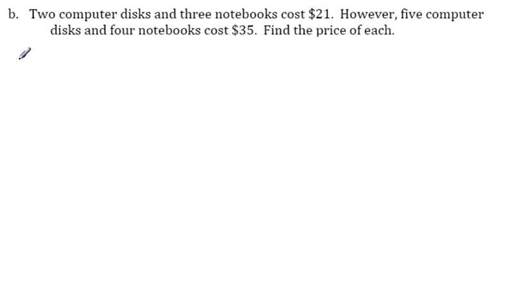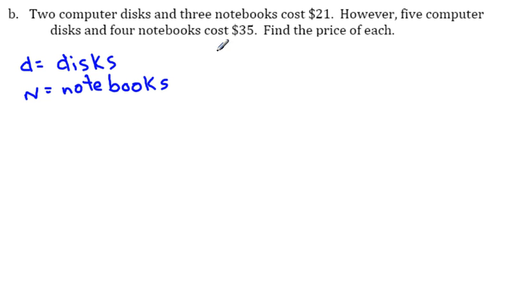So I'm going to start with computer disks, and I'm going to call that D equals the disks. And then I'm going to name my other unknown, which is my notebooks, so I'm going to say N is my notebooks. You always want to start by labeling your variables. Okay, so let's go back and see what we have.